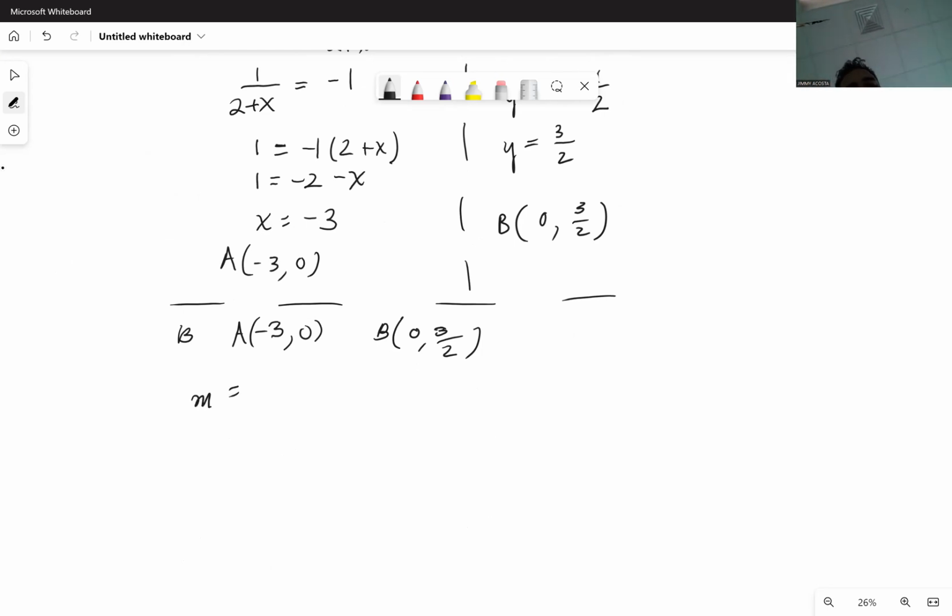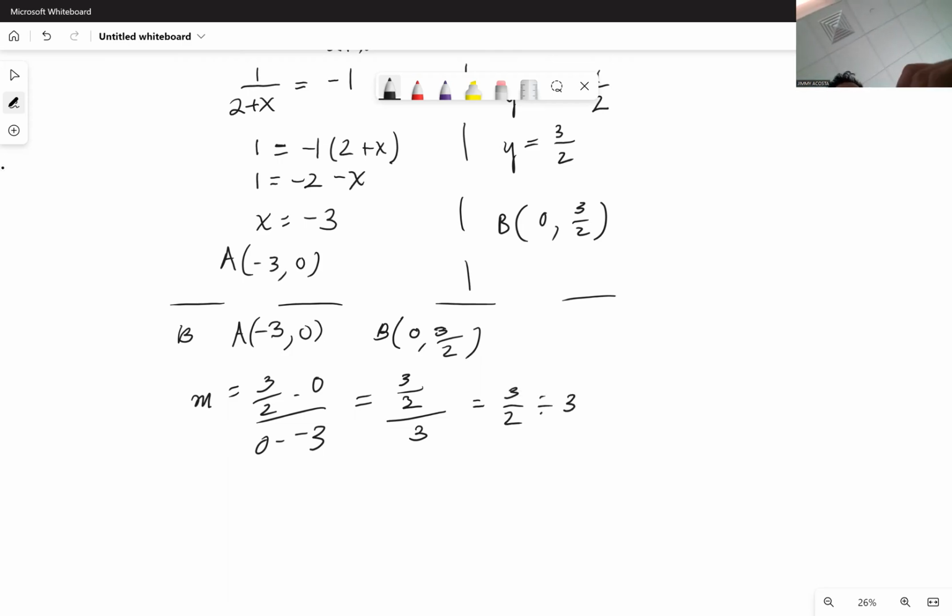Slope is going to be 3/2 minus 0 over 0 minus -3. So it's 3/2 over 3. Well, what's 3/2 divided by 3? So we have 3/2 divided by 3, which is really 3/2 times 1/3, which is 3/6, which is 1/2.